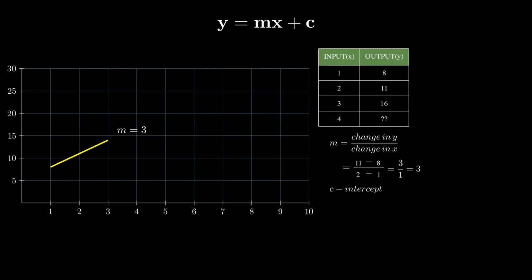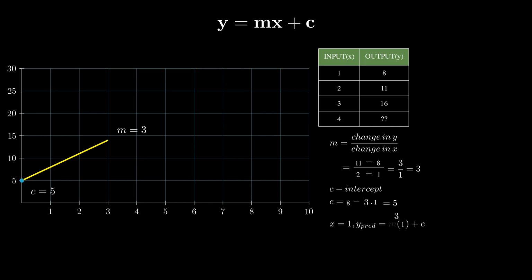C is the intercept, the value of y when x is 0. It shows where our line crosses the y-axis. We flip the straight line formula to get the equation for c. Now we find c by plugging in y equals 8, x equals 1, and m equals 3. Calculating, c equals 5. Let's start by calculating the predicted y values using the equation y equals mx plus c.